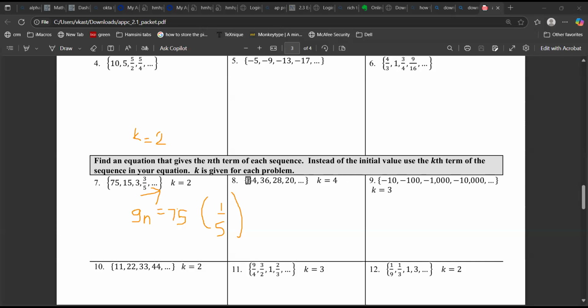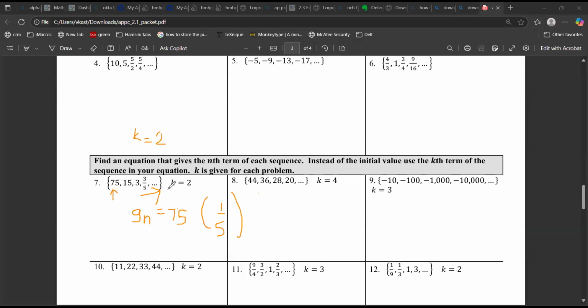They have given, right? K is given for each problem. Instead of the initial value, they've given the question as well, right? Use the kth term of the sequence in your equation. No, because k equals to 2, right? So like I thought it would be 15. K equal to 2. The initial value given is the second term of the sequence.